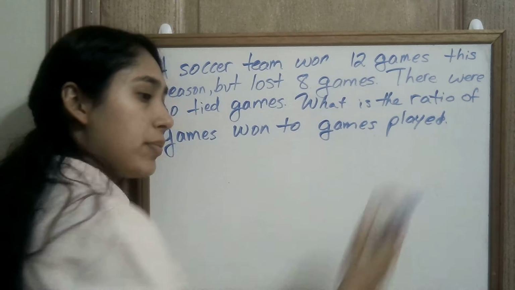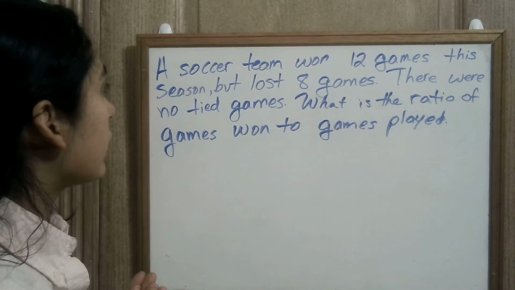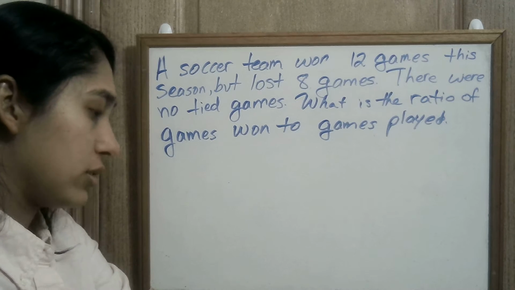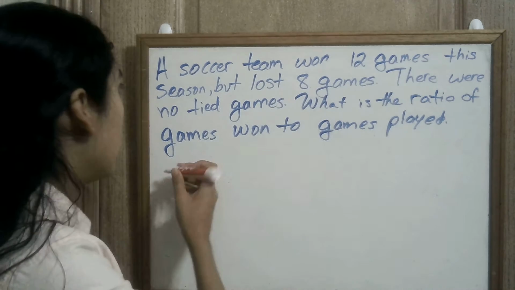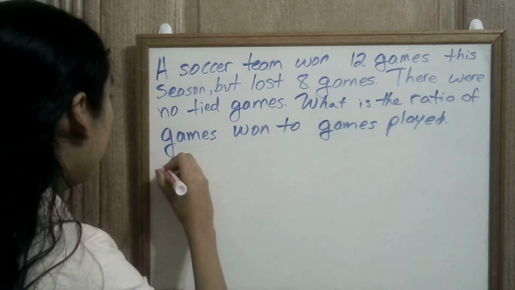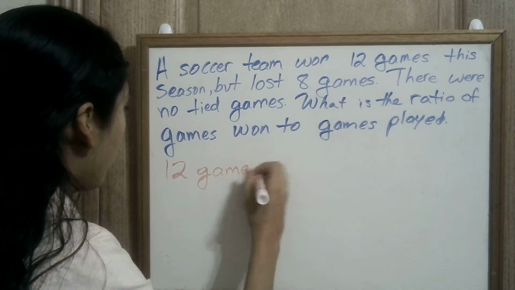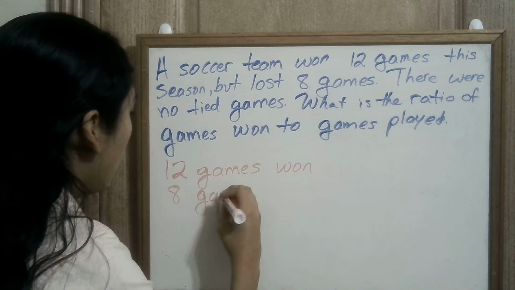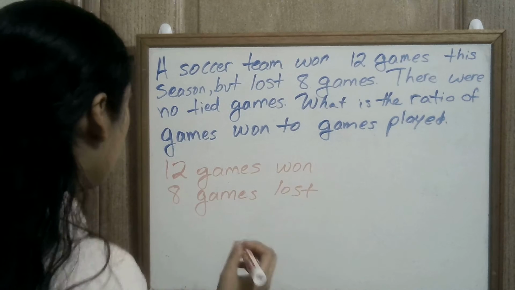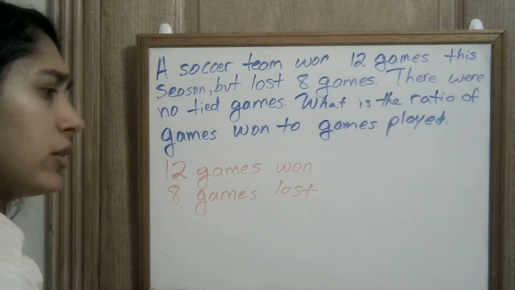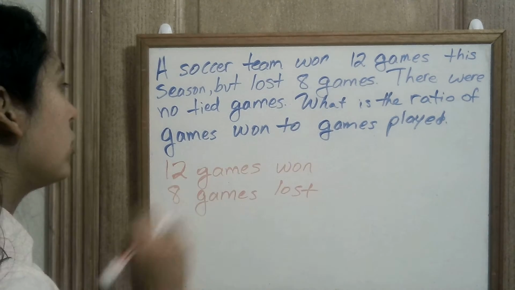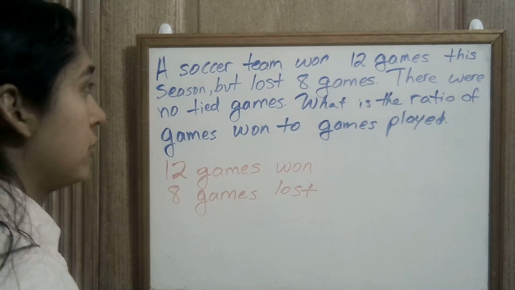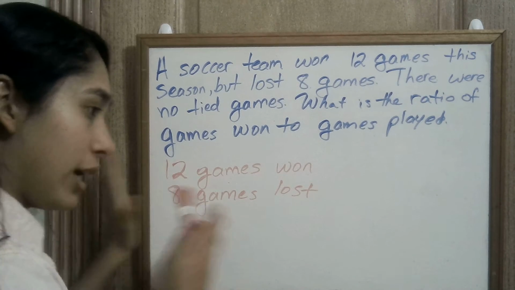Alright, so this is a two-step problem. In the problem itself, it's already telling us games won, so let me go ahead and rewrite all this. We have 12 games won. We have 8 games lost. But here in the question, what it's asking us to solve for is the ratio of games won to games played, not games lost. Like, well, I don't see the word games played, so I don't know how I'm going to get it. You can actually get this from just this information.